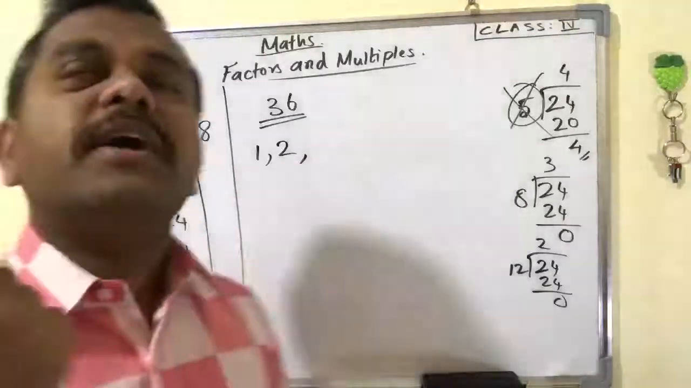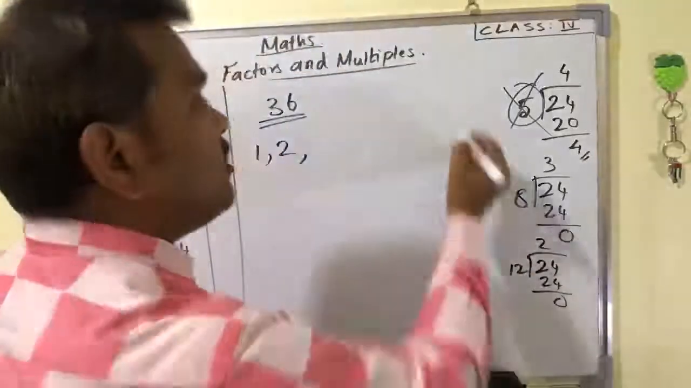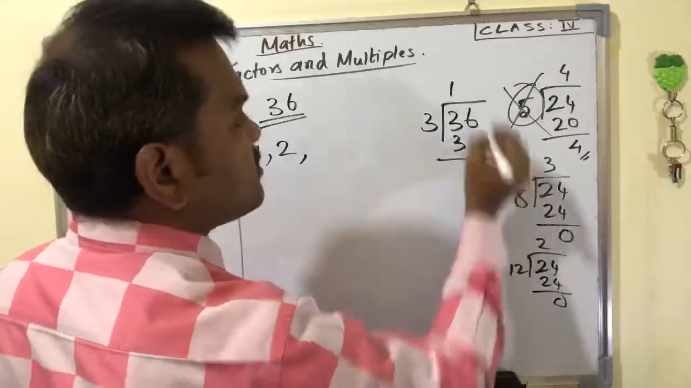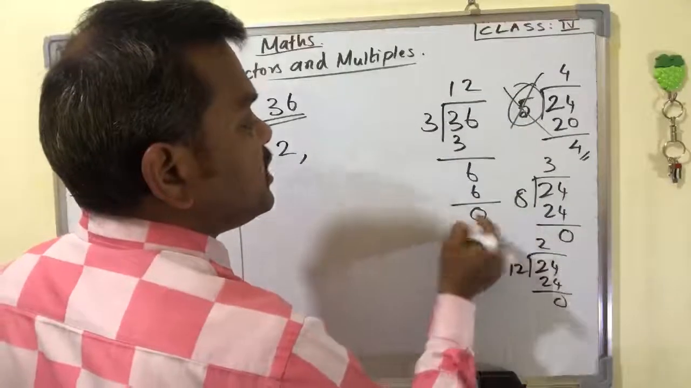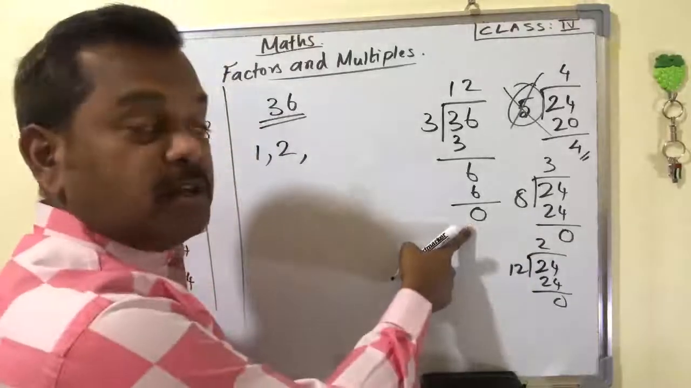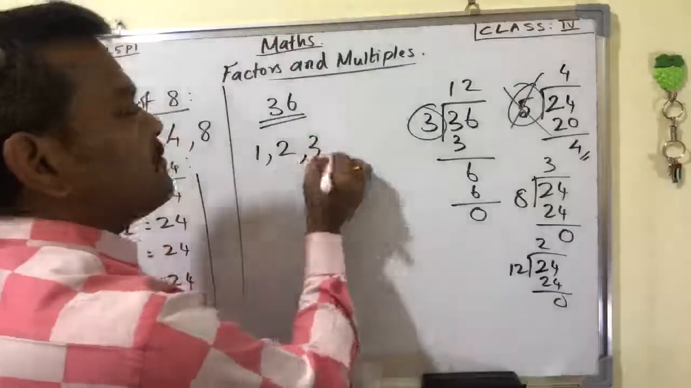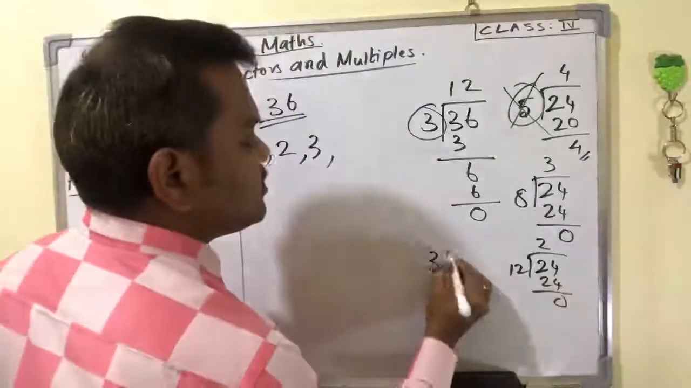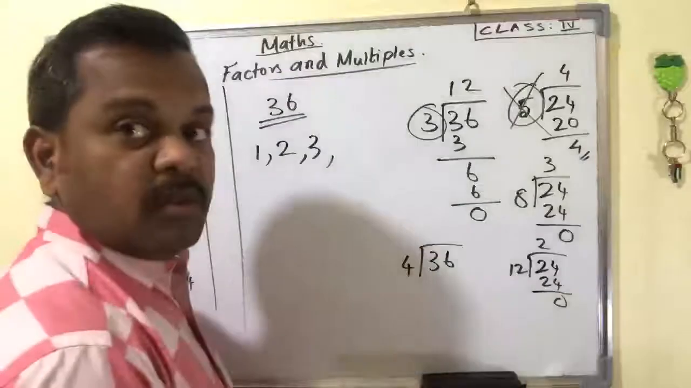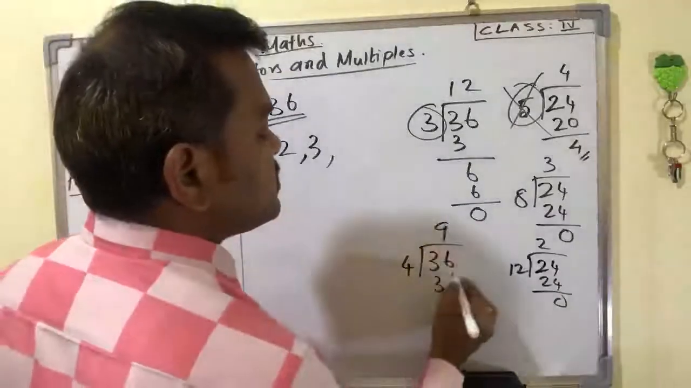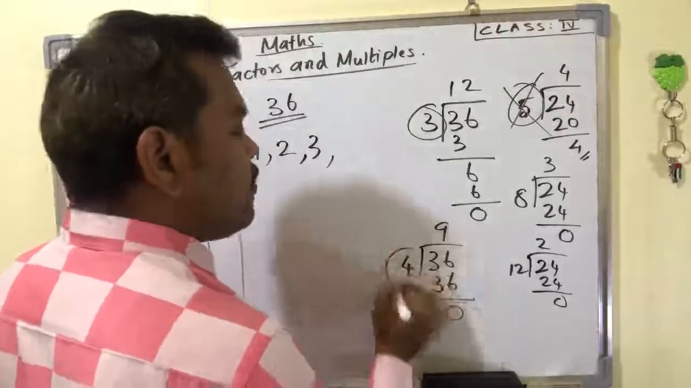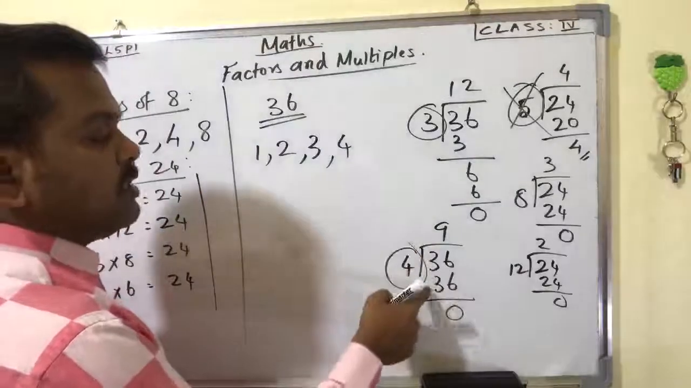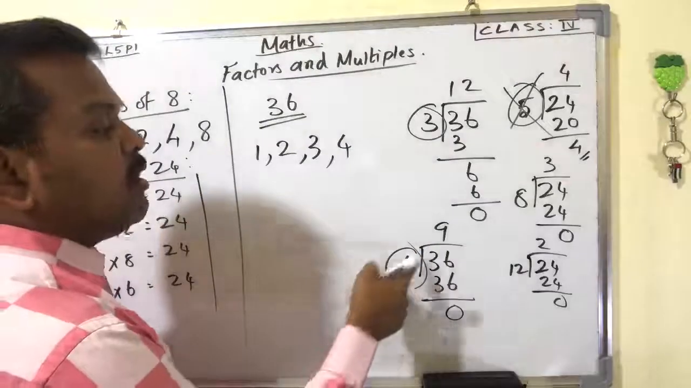3 is a factor or not? Check by division. 36 by 3. 1 3 is 3. 6. 2 3s are 6. 0. Showing balance 0. So 3 is a factor. Okay. Check 4. Next 4. 36 by 4. 9 4s are 36. 0. So 4 is also a factor. Look here, 9 4s are 36, balance 0. 4 is a factor. 9 also a factor.